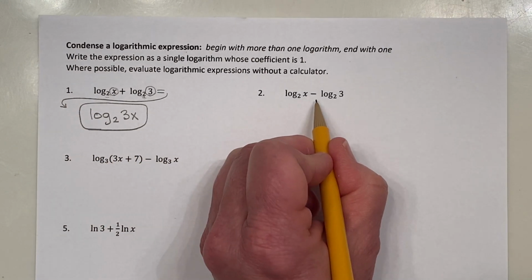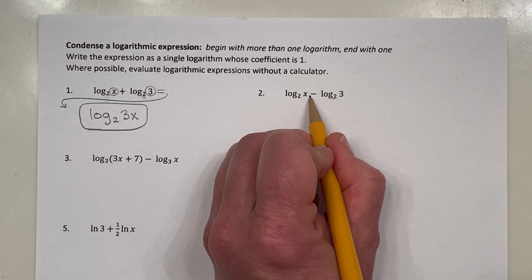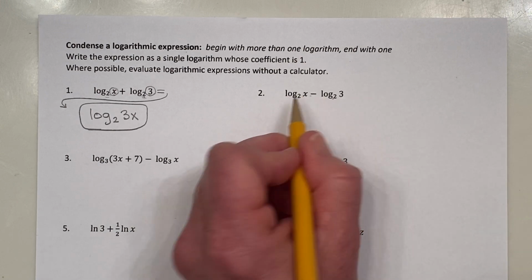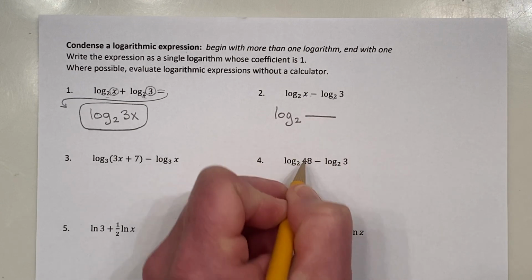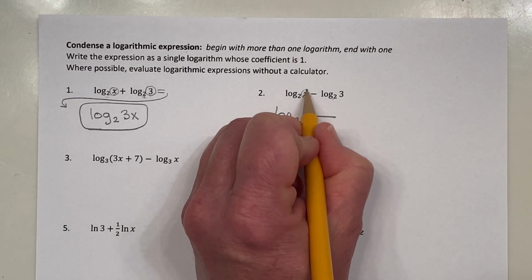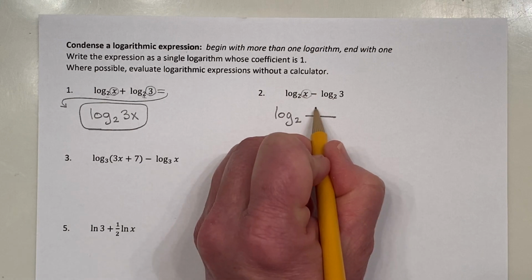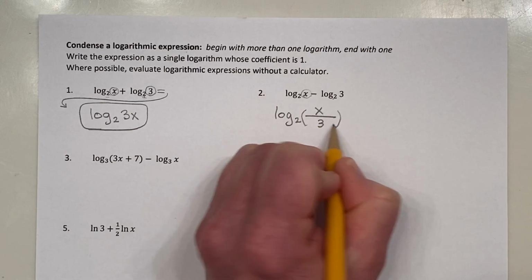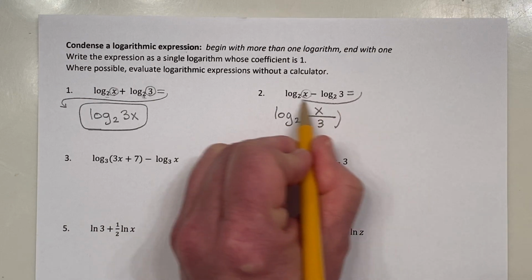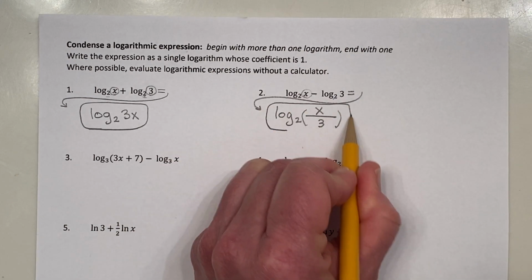Right, number 2, same base. I see a difference, so I'm going to go back to a quotient. So I'm going to make a fraction bar. What goes on top? Well, whatever I see first before the subtraction sign. So x goes on top and the 3 goes on the bottom. You could put parentheses around here if you want, but you don't have to.